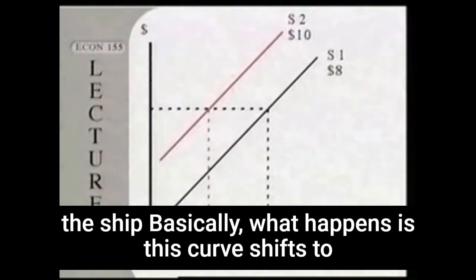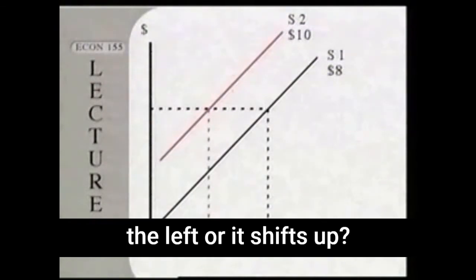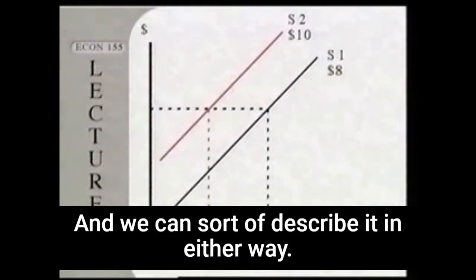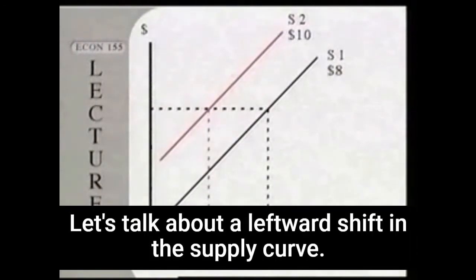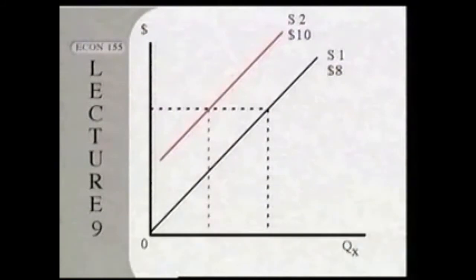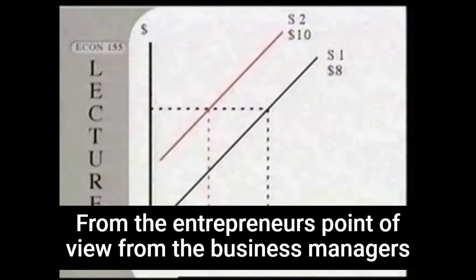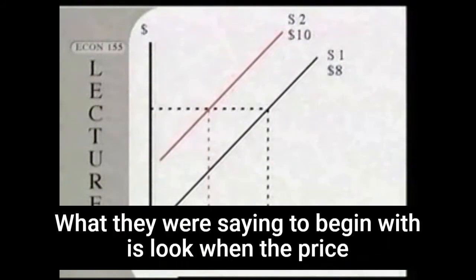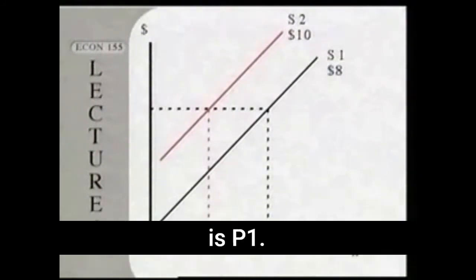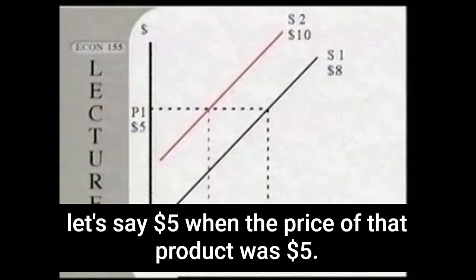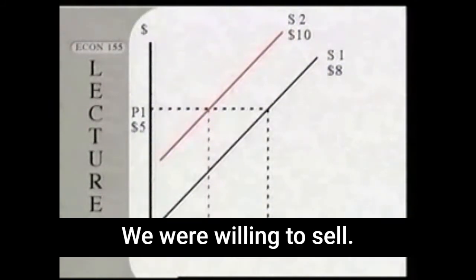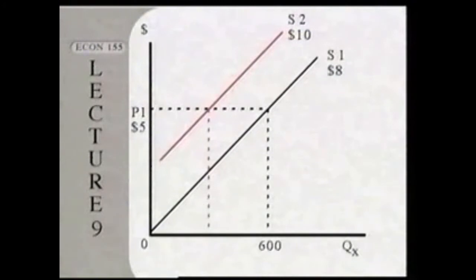Basically what happens is this curve shifts to the left or it shifts up, and we can describe it in either way. Here's how we do this. Let's talk about a leftward shift in the supply curve. From the business manager's point of view, when the price is P1, let's set a price for good X of, let's say, $5. When the price of that product was $5, we were willing to sell, I don't know, 600 units.